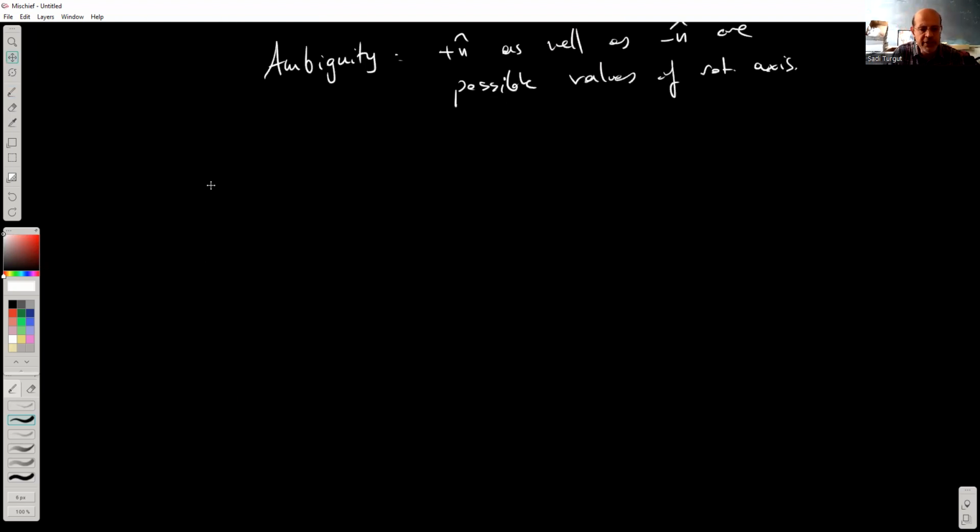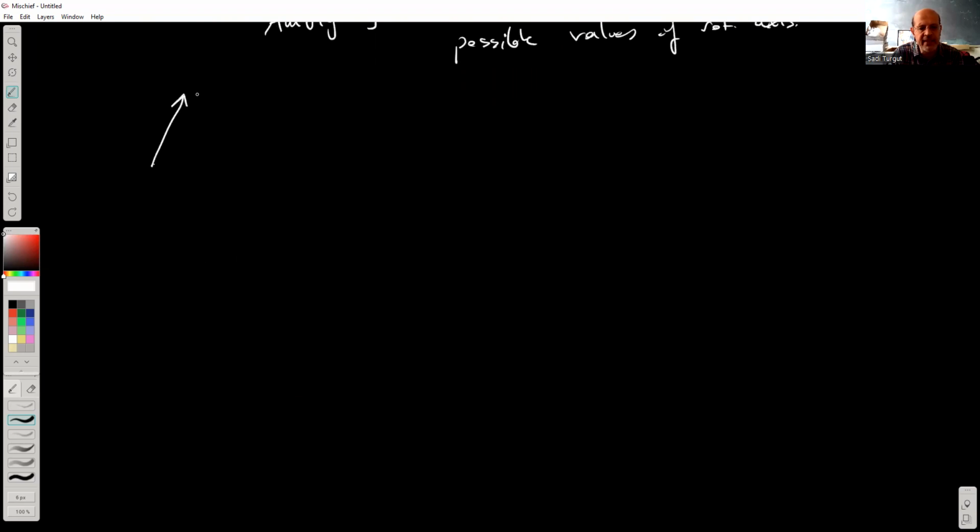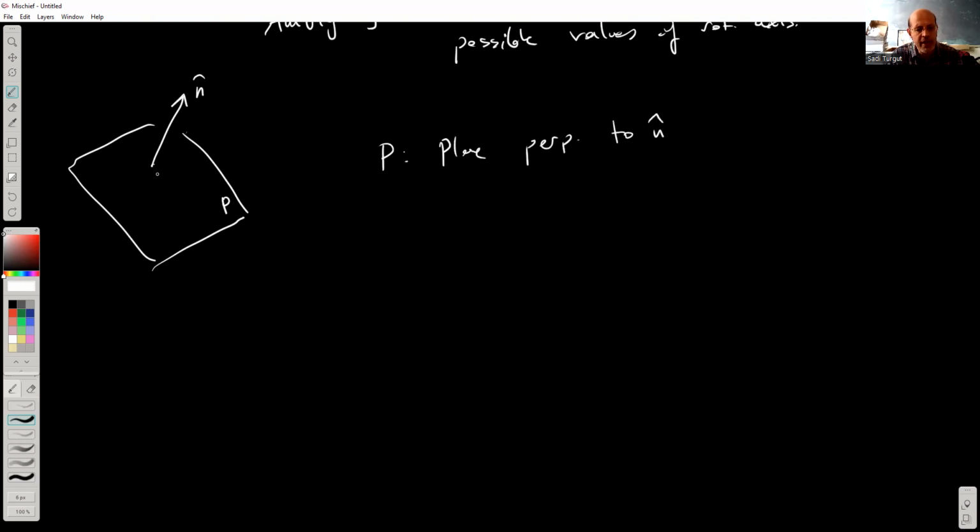So in any case, what's important in here is that n is a vector actually. Think about the plane perpendicular to n. Let's just call this P. So P is the plane perpendicular to n. So the idea is this: if I have a vector within that plane, that vector should be perpendicular to n. Because the rotation preserves the angle, the rotated vector should also be perpendicular to n.